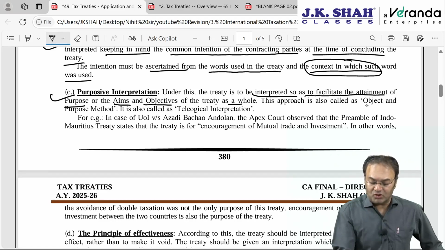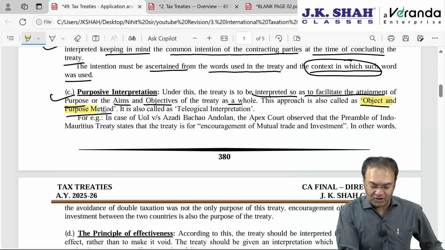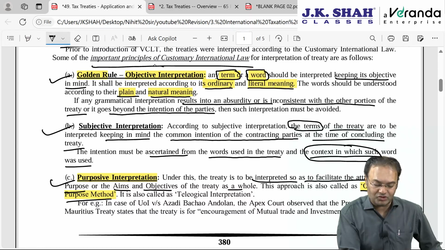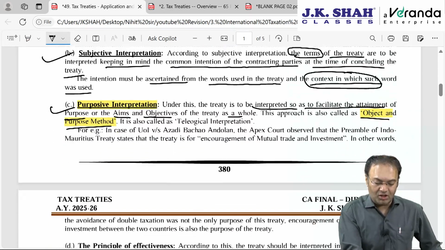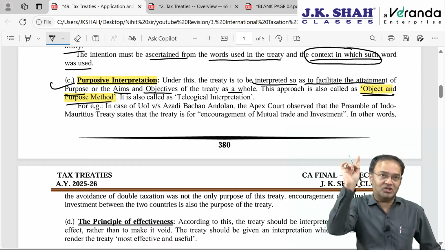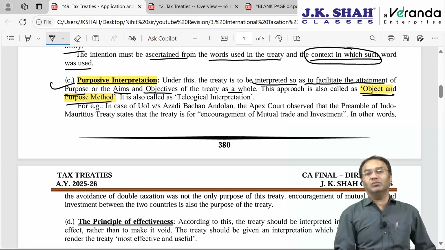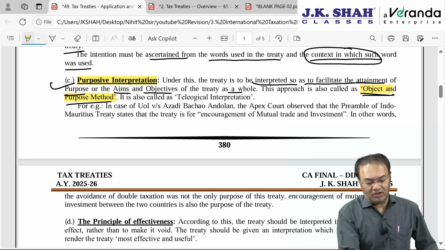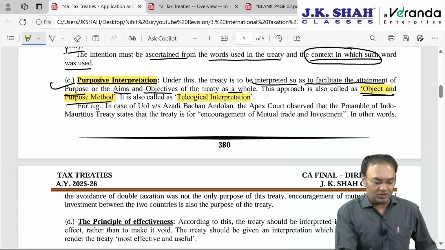This approach is also called object and purpose method. Please underline object and purpose method. Object and purpose method is to be understood as purposive interpretation and not objective interpretation. The title of the first rule is objective interpretation, but when it says object and purpose method, it does not mean objective principle or objective rule, it would mean this purposive interpretation. This is also called, underline, teleological interpretation.